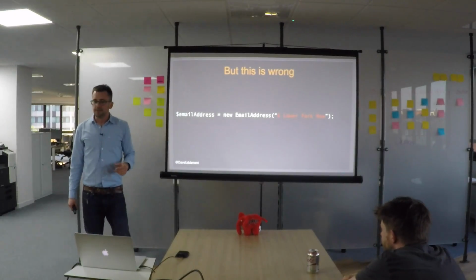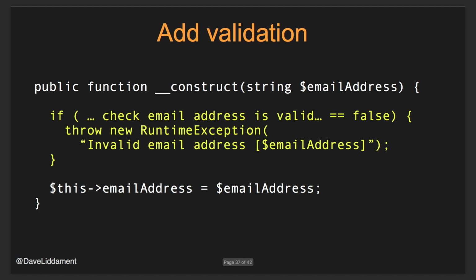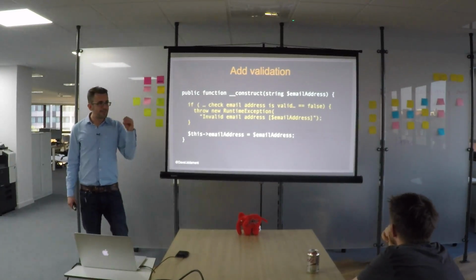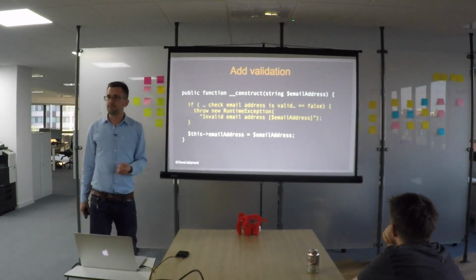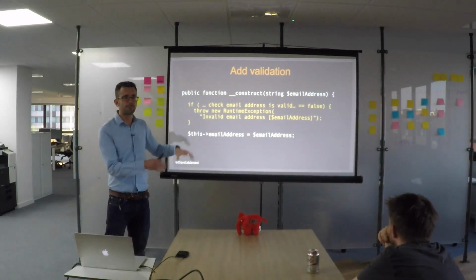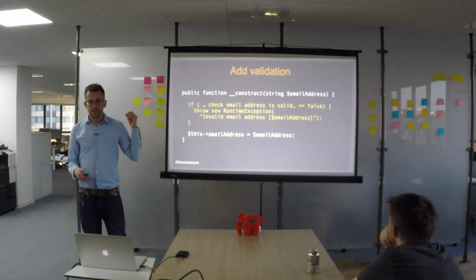But it's a valid point. Someone could still do this. Can we do any more? So what we could do is, in the constructor for the email address object, we could actually do some validation. We could say, let's check if this email address is valid, and if it isn't, we'll throw an exception. Now, we should never be instantiating these objects with invalid email addresses. Validating user input, that's somewhere else. But once we've got this, we're saying this is definitely an email address.